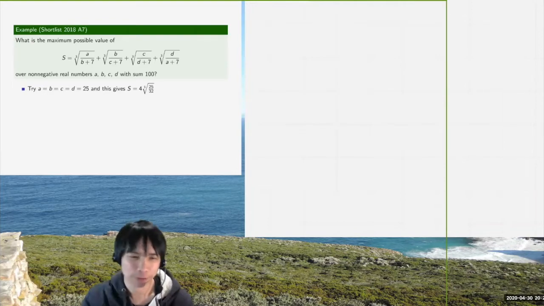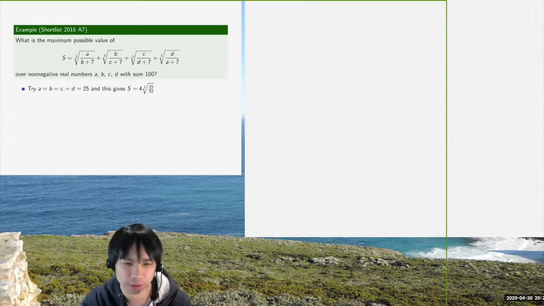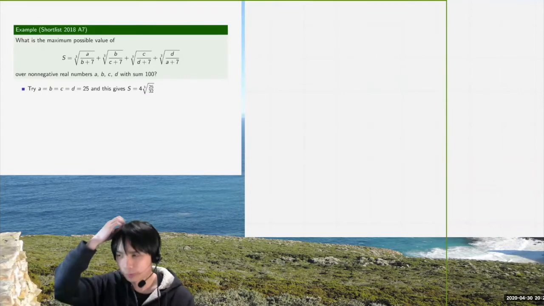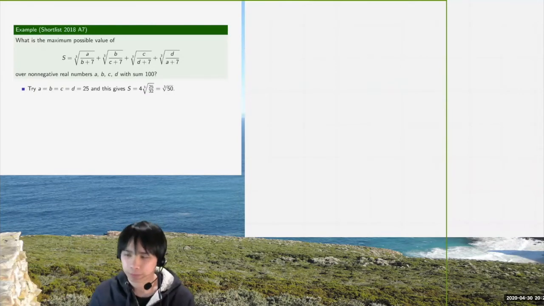I'm going to put the 4 into the cube root just so that it's easier to see what's going on, because we want to compare the values of s across different choices. If I have something like 4 cube root 25 over 32, it'll be very hard to see what's going on. So I'm just going to put that in. It's actually cube root of 50.